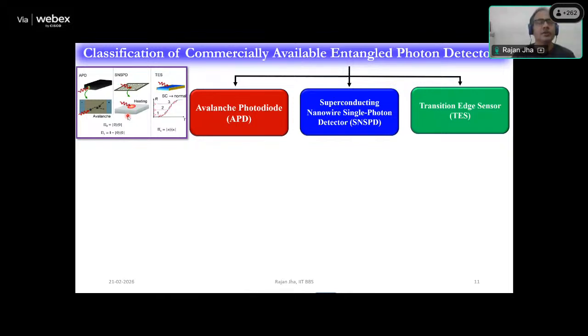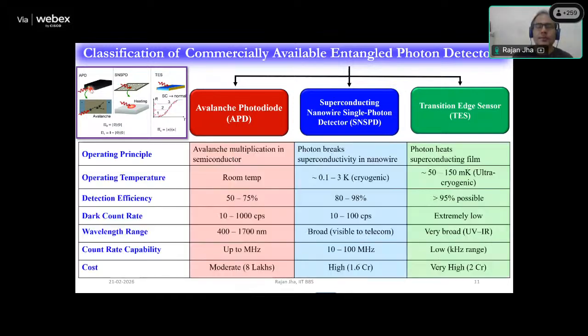Unfortunately, in our country, there are groups which are now planning to make APDs and SNSPDs for future applications. And then there are transition edge sensors, which we don't use. Some of our collaborators use SNSPD. In our lab, we use APDs. The APDs that we use are both fiber coupled, and also open optics for open optics applications.